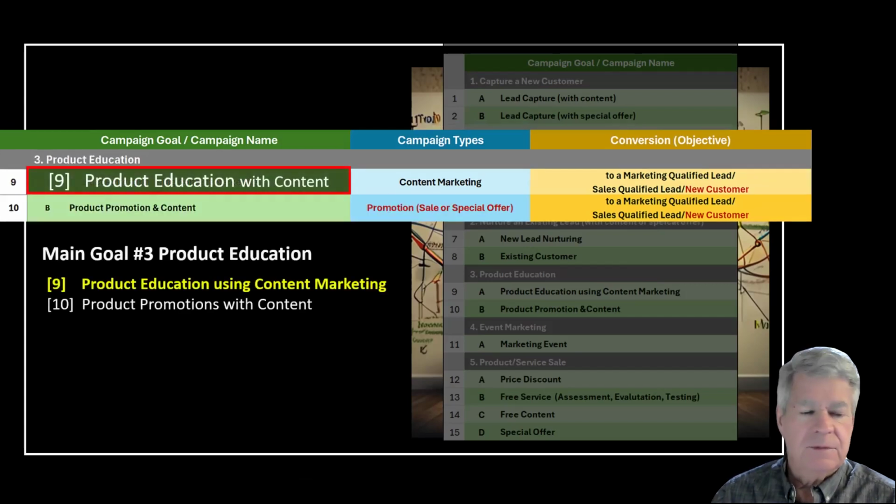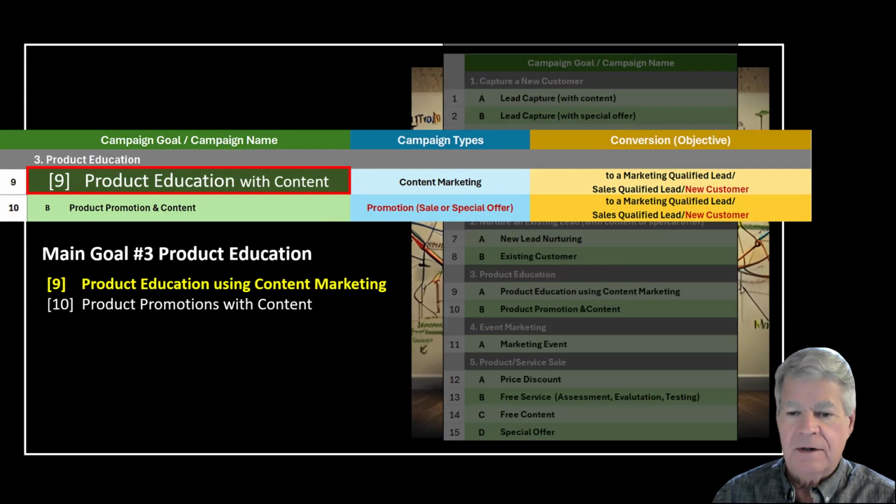Main goal number 3 is product education. There are 2 types of product education campaigns, one with only product content. That's campaign number 9, and one with a product promotion combined with content, campaign number 10.